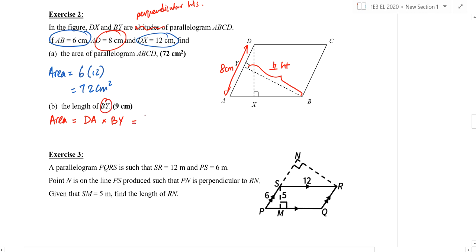Okay, we know that this is 72 square centimeters obtained in the previous part. We're now going to substitute the value of DA as 8 times BY is 72. So BY is now going to be 9 centimeters.